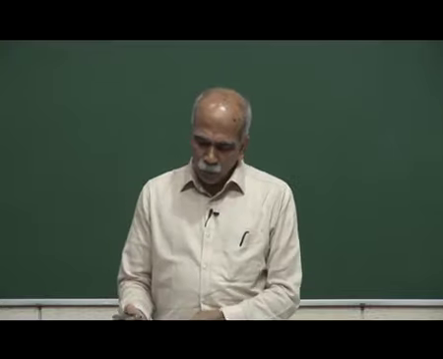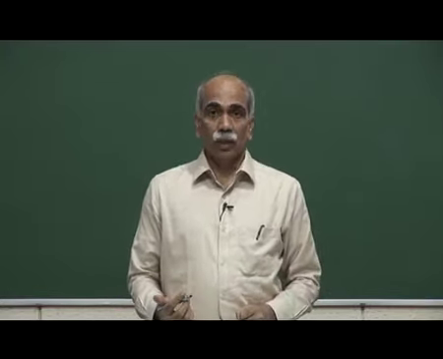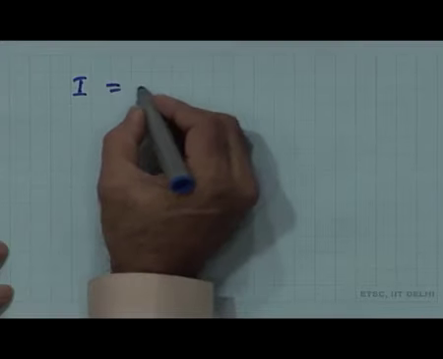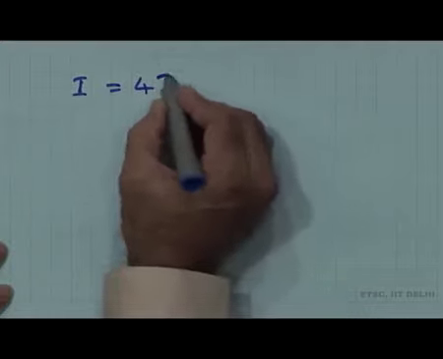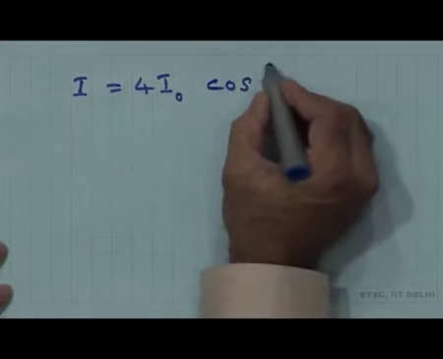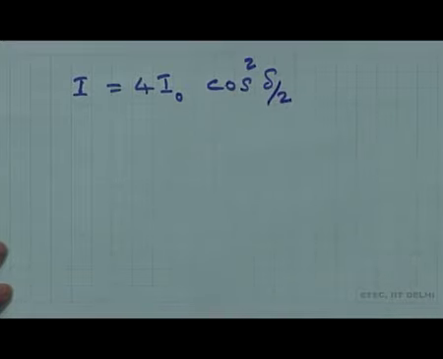So, with this, let us come back. I have described both the sources, and therefore, what would be the interference intensity? We have derived the expression for intensity, I is equal to 4 times I0 into cos square delta by 2.